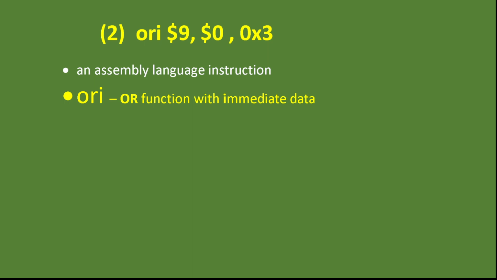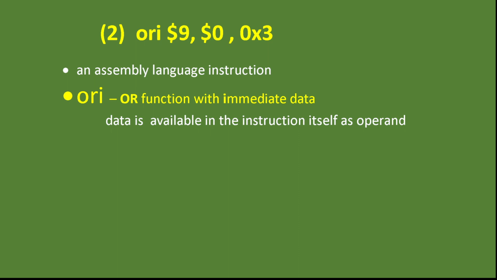by the processor. This ORI indicates it is an OR function with immediate data. That I is indicated here, so it is an I type instruction, and this is the opcode. That means on seeing this, the processor identifies that the OR function is to be done. What data is available in the instruction itself will act as an operand.